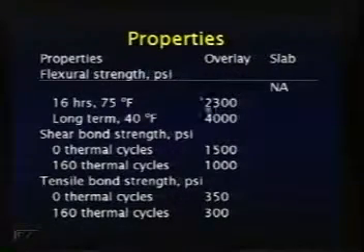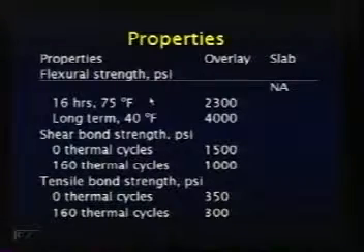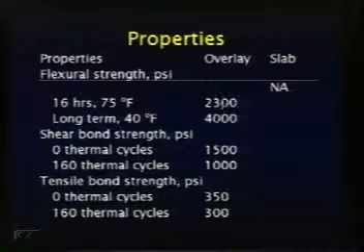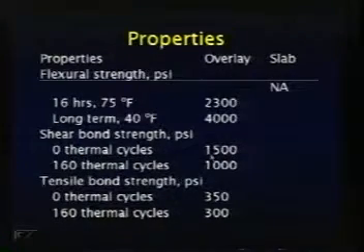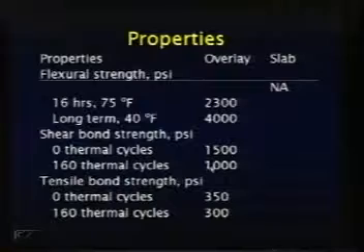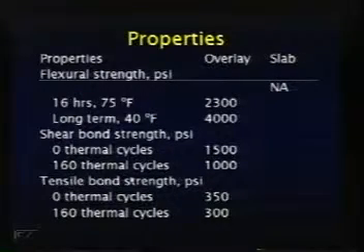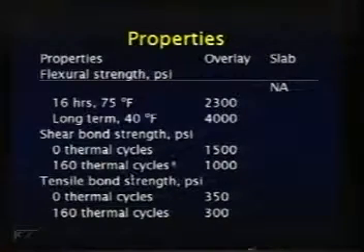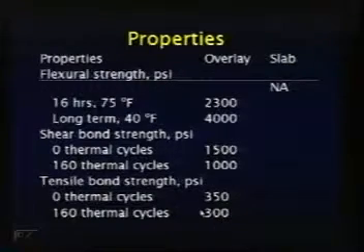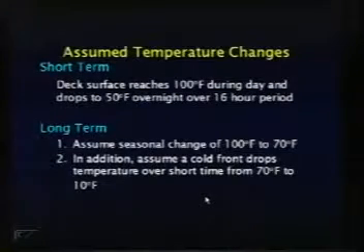And again, looking at flexural strength at 16 hours, about 2,300, and long term at 40 degrees, it increases to about 4,000. Then look at the shear bond strength at 0 cycles and 160 thermal cycles. This was found in the laboratory by cycling these materials and then doing the shear bond strength. Tensile bond strength about 350, and 300 after 160 cycles.